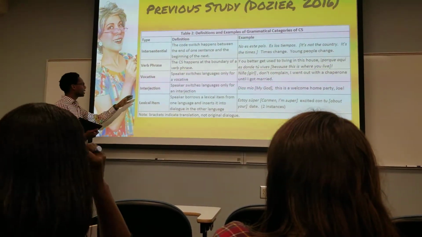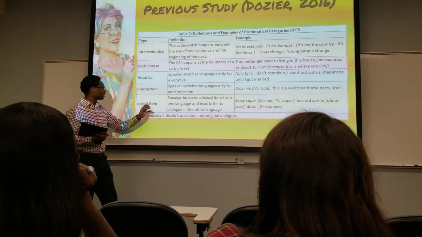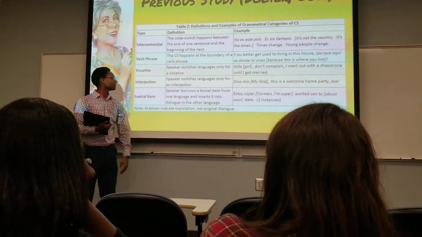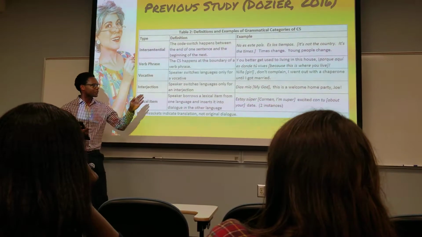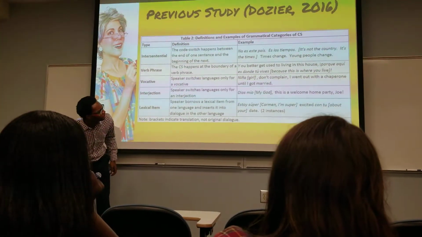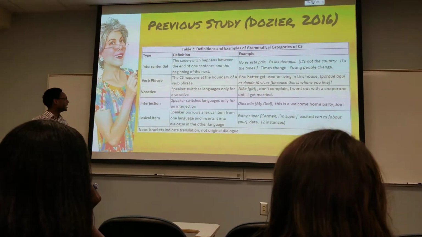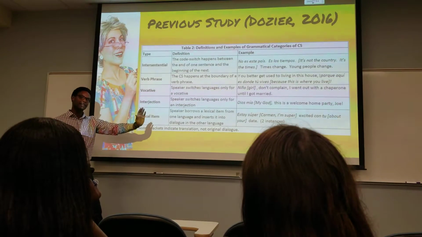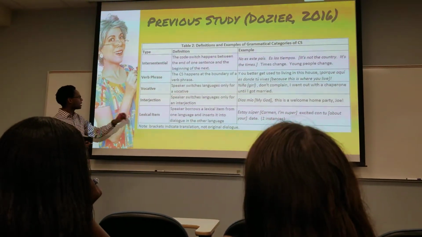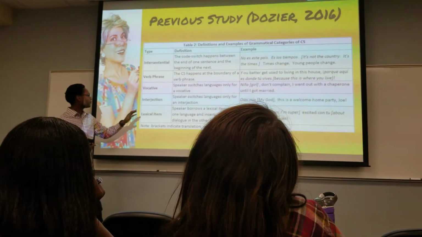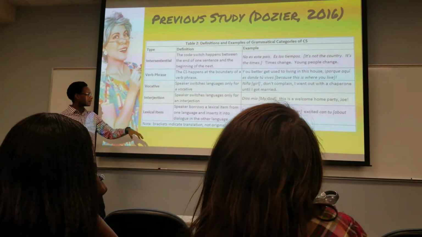And then we've got interjection, where, once again, it's relatively simple. The speaker switches the languages only for an interjection. So, Dios mío, this is a welcome home party, Joe. Or Joe. Joe. Yes, excellent. So yeah, she's saying that interjection in Spanish and then the rest of it is in English. And then lastly, she has lexical item, where the speaker borrows just a word from one language and inserts it into the dialogue of another.